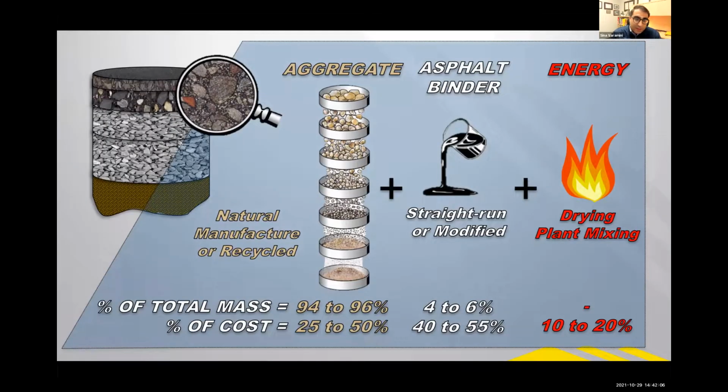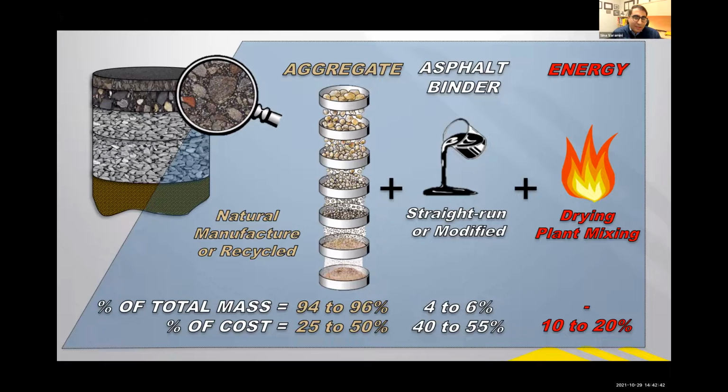Now, in terms of the flexible pavement, the bound materials are composed of 94 to 96% aggregate. The aggregate is manufactured, or it could be natural, or it could be recycled, but essentially it gets crushed into different sizes and then is mixed with a binder material. The binding agent in this case is an asphalt binder. It is a petroleum byproduct. It could be modified, or it could be used conventionally as it comes from the refinery.